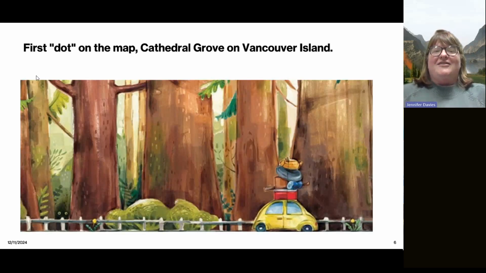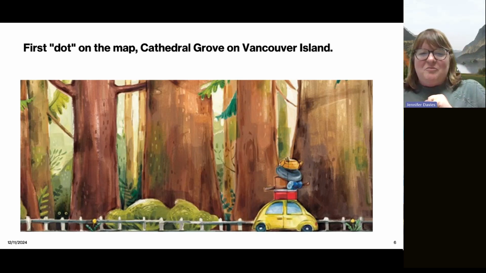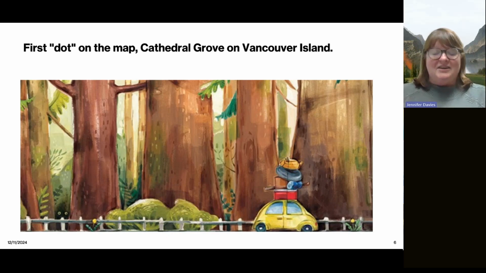So the first dot on the map after they leave Tofino is Cathedral Grove on Vancouver Island. And so, you know, the kids, we've gone along. This is their first stop where the giant trees are. And we've discovered that they're on a cross Canada trip. They're camping, but they always look on, I don't know if you guys can see this really well, but on the kind of the bottom left corner, it looks like two little eyes. It looks like a little monster. And then they look for that monster throughout the rest of the book. It's not there, but they look because they can notice those things.